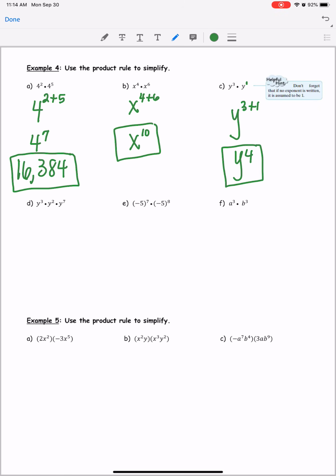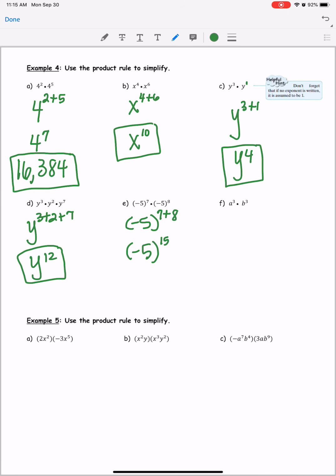Okay, same thing happens here on D when you have multiple bases. It all has the base of the y. So we've got y to the, then add all 3 of your exponents. So 3 plus 2 plus 7. So we'll have y to the 12th. Okay, and same thing on this one. We've got negative 5 to the 7 plus 8. So we've got negative 5 to the 15th power.